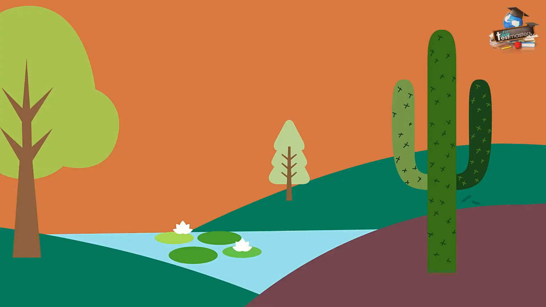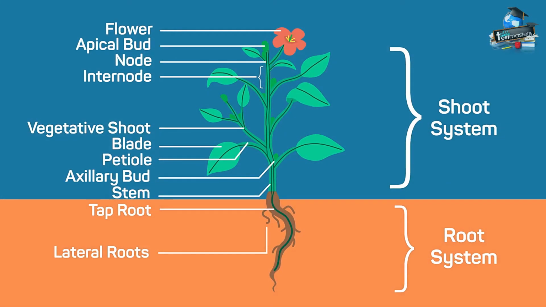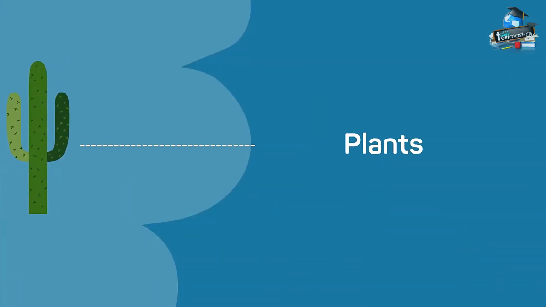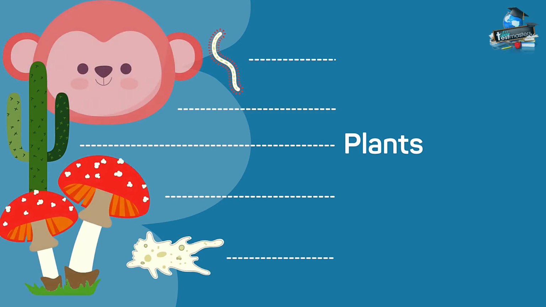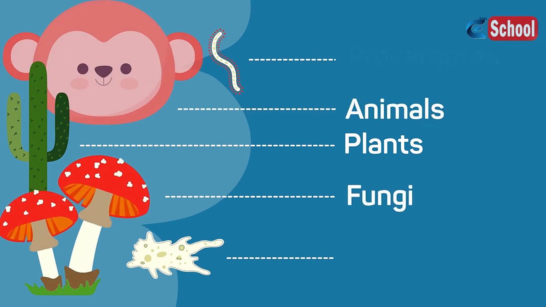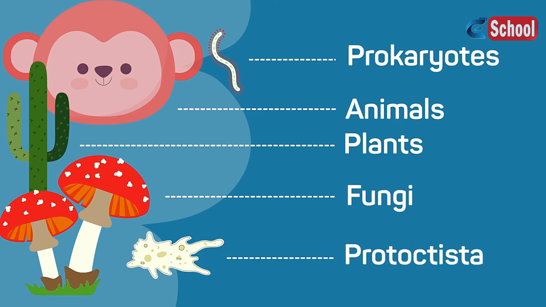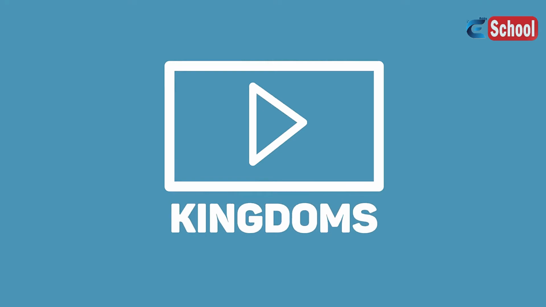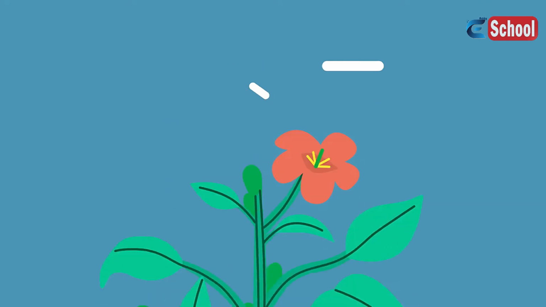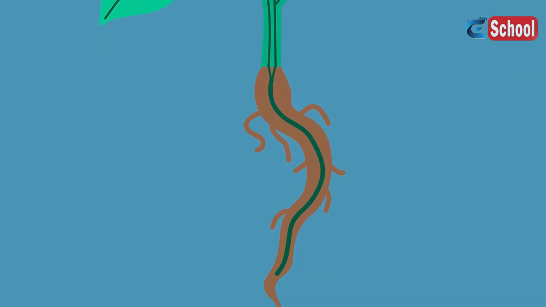Plants come in all different shapes and sizes, but they all have several structural features in common. Plants belong to the same kingdom. Can you remember what the other 4 kingdoms are? Animals, fungi, prokaryotes, and protoctista. If you would like to learn more about classification, watch this video. In this video, you are going to learn about the structural features of plants.